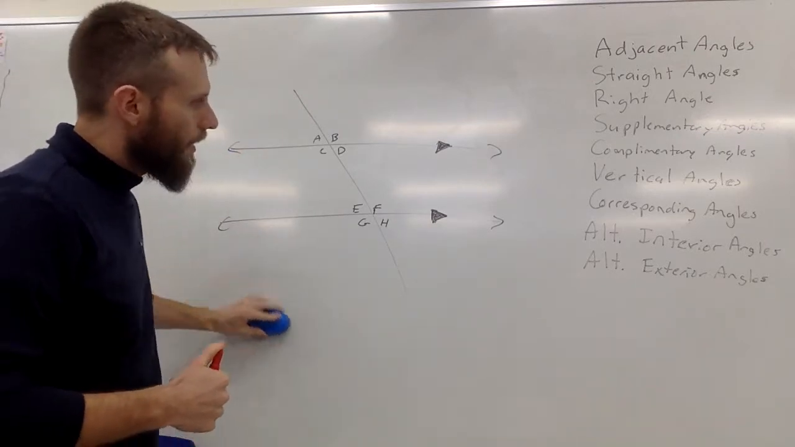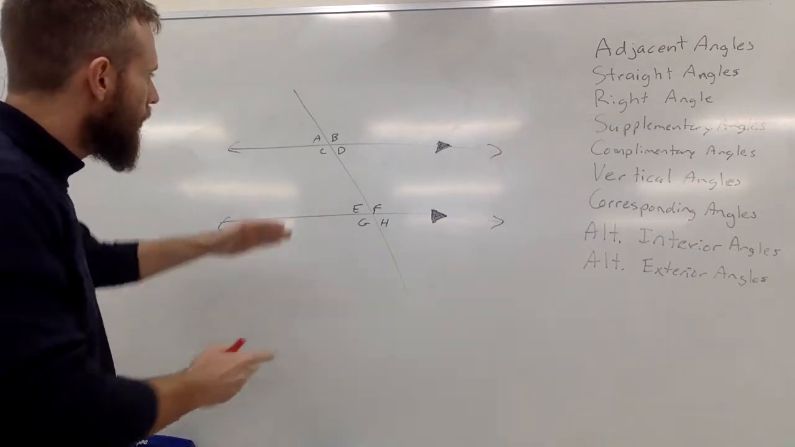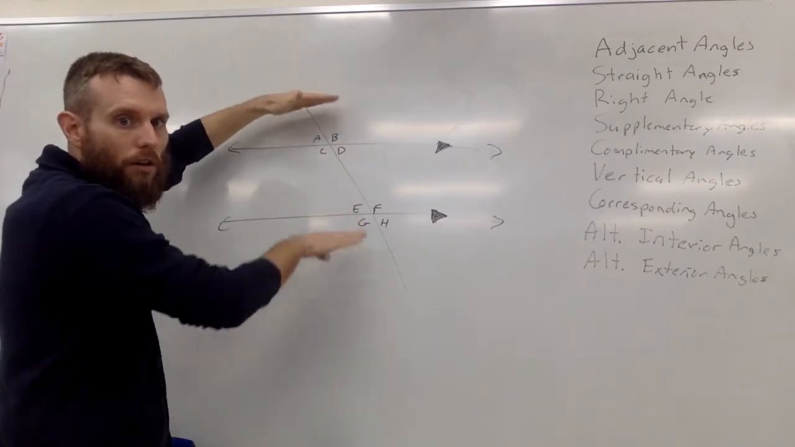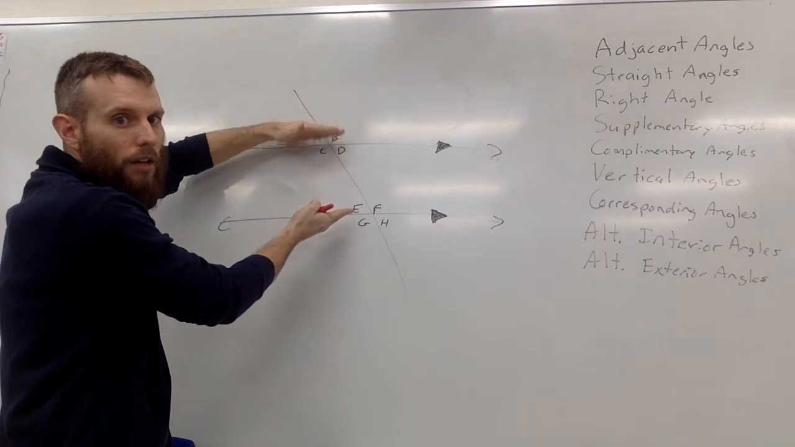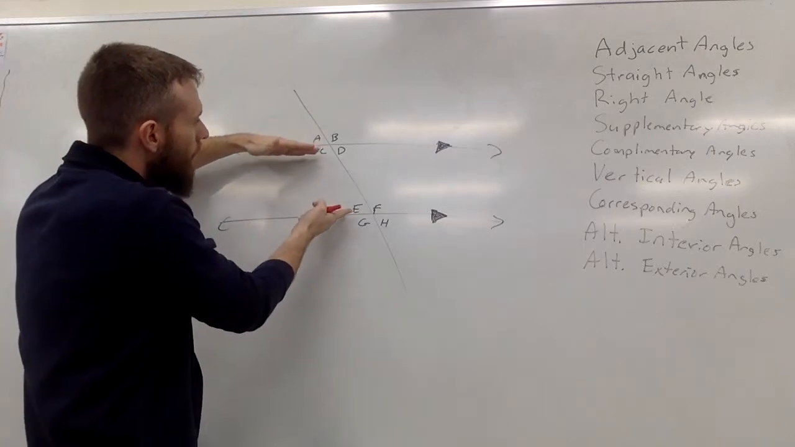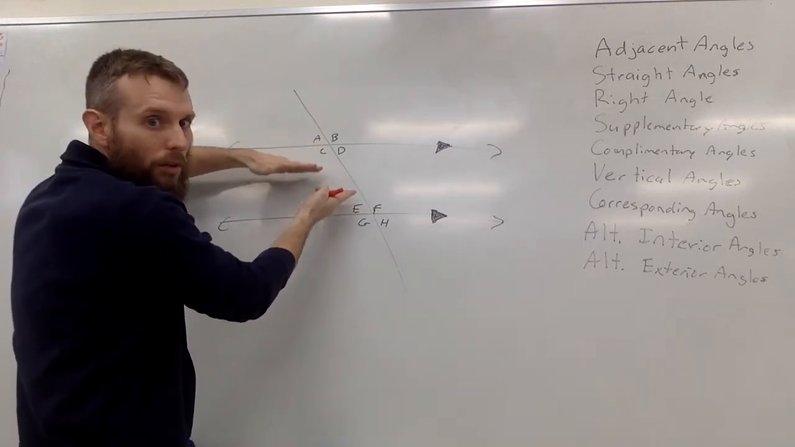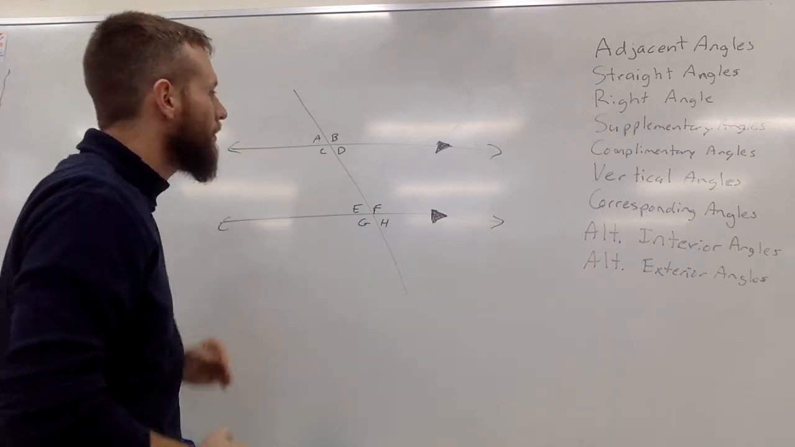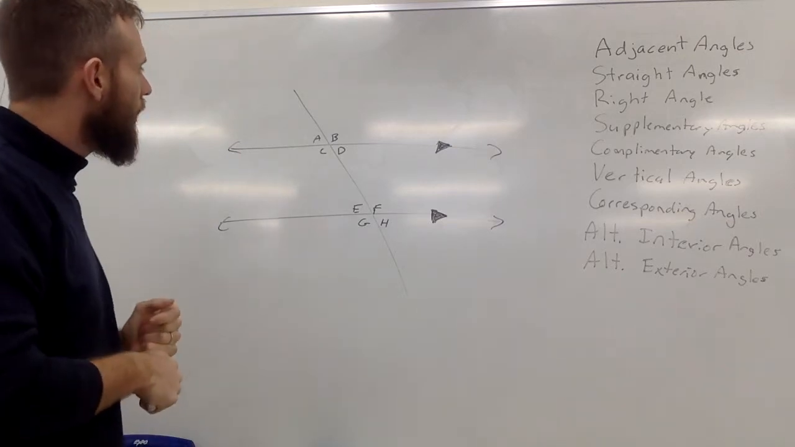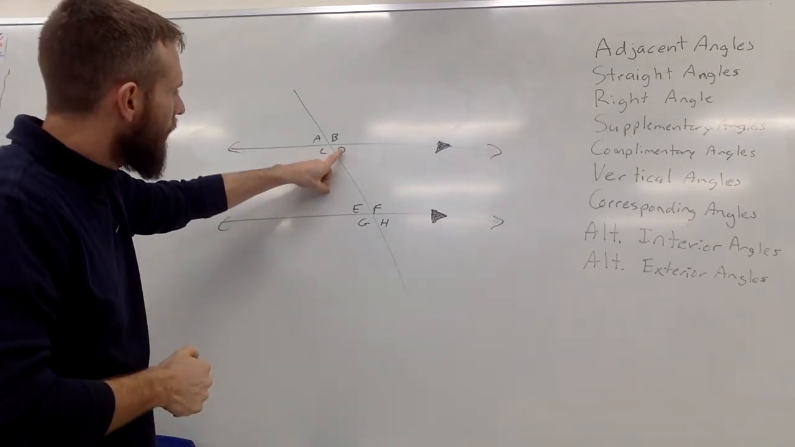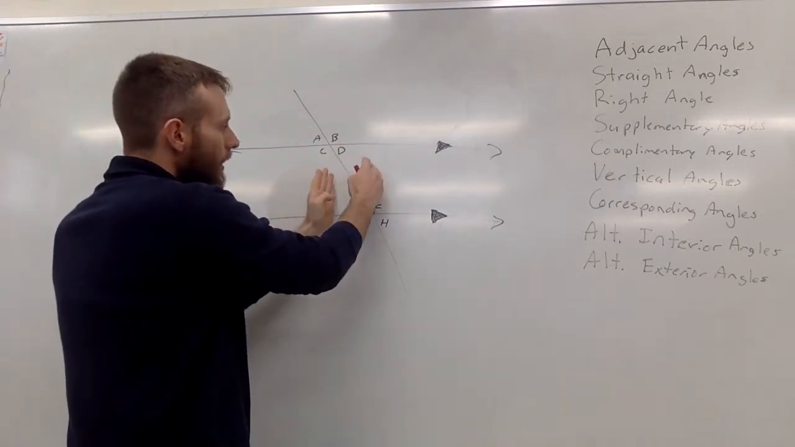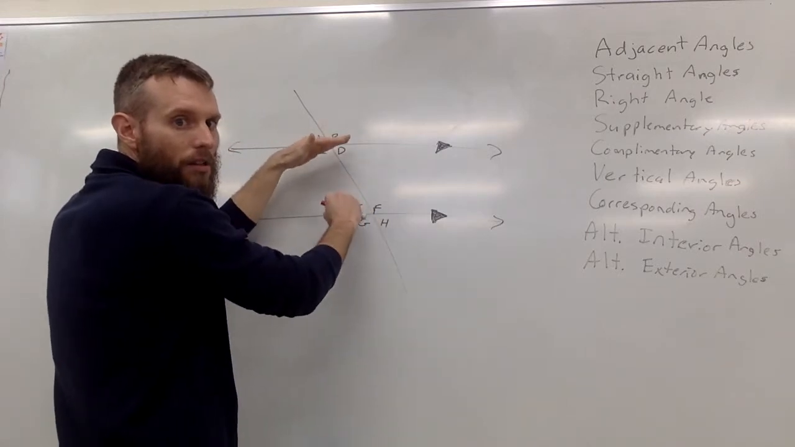Corresponding angles, okay? And now, alternate interior angles, okay? If you look at the parallel lines, right, this would be the exterior of the parallel lines. A and B would be on the exterior. G and H would be on the exterior. E and F and C and D would be on the interior, the inside of the parallel lines. So, alternate interior angles, okay, would be D and E. They're on opposite sides of the line that goes through, but they're both on the inside of the parallel lines.